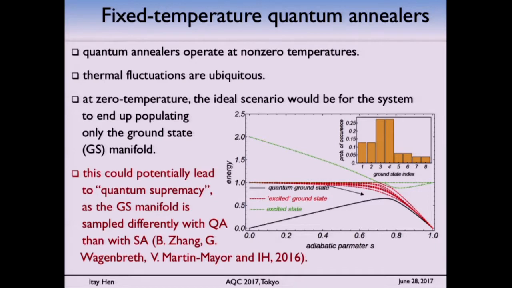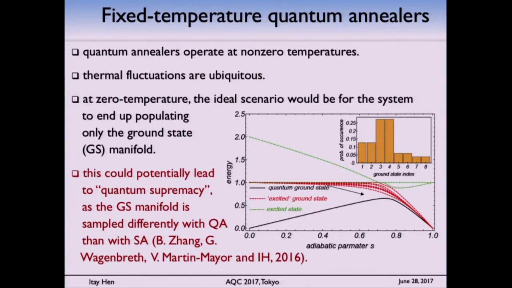They exist in the physical world, and I'll idealize them a little bit, but first of all, I just want to say, let's just assume that the temperature is non-zero. I guess everybody here will agree with me that that's a fair assumption. And the thermal fluctuations appear everywhere and all the time. And at zero temperature, the ideal scenario, of course, would be for the annealer to reach the ground state.